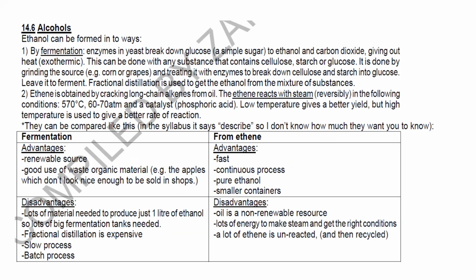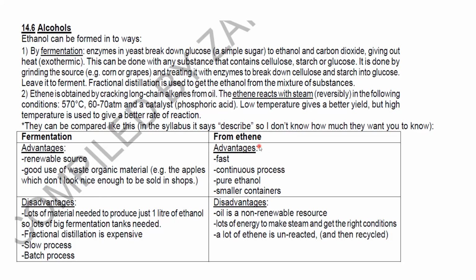This is a very slow process and it is a batch process. Batch process means the process will occur, then it will stop, then it will happen, then it will stop. It happens for some time, then stops, happens for some time and then stops. That's why we call it a batch process. It's not a continuous process. So these are the disadvantages.